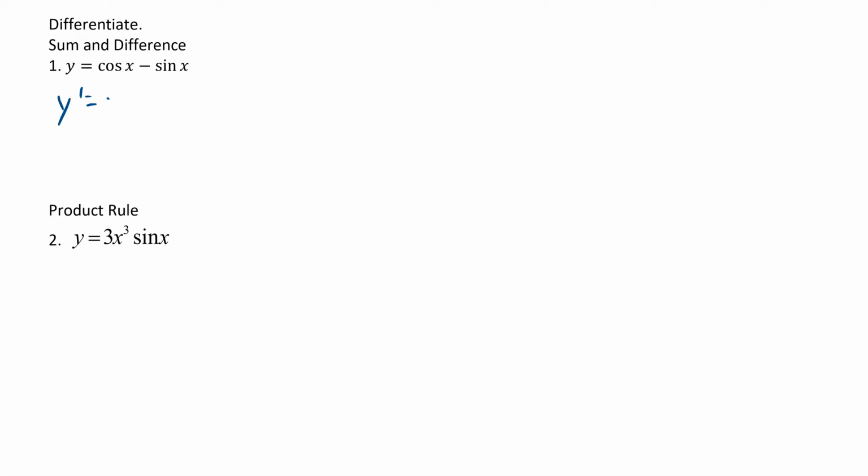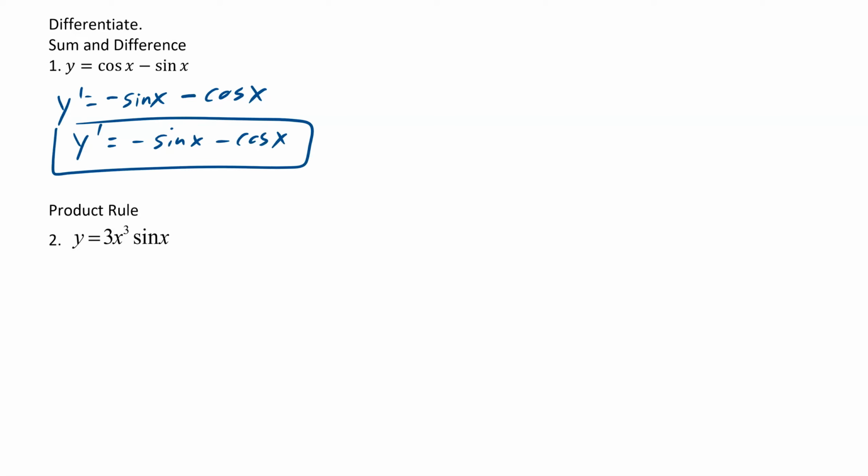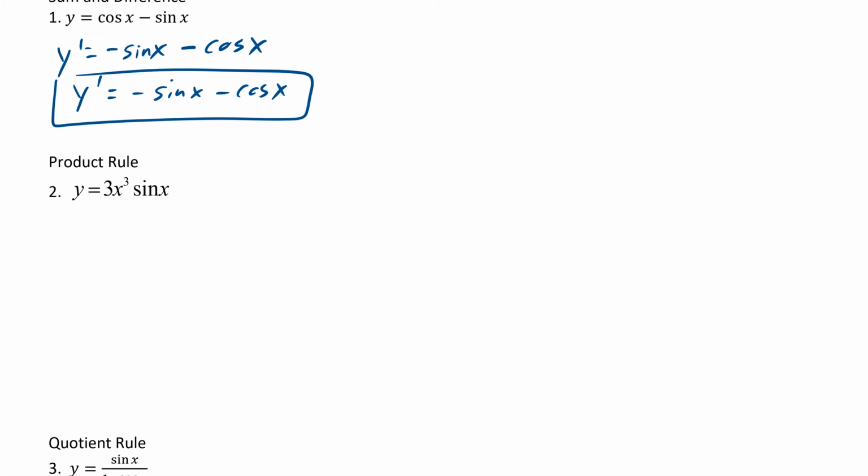So derivative of cosine would be negative sine x, and derivative of sine x would be cosine x. And so that is what we get, negative sine x minus cosine x. And you can factor out the negative if you want and put sine plus cosine. Product rule, we do the same thing.